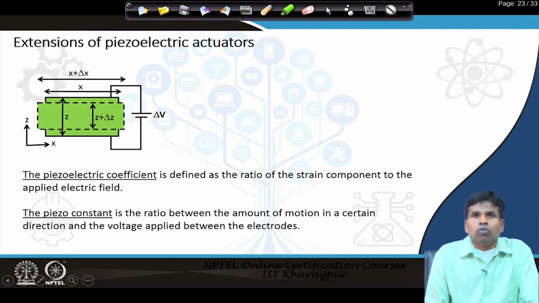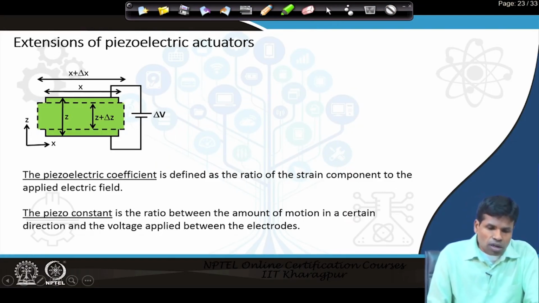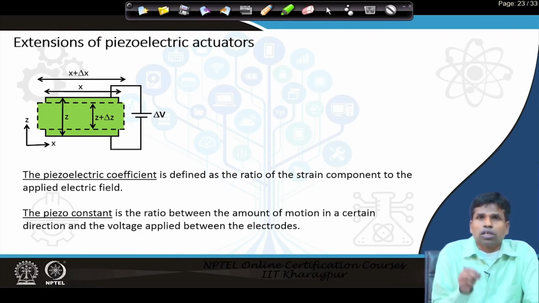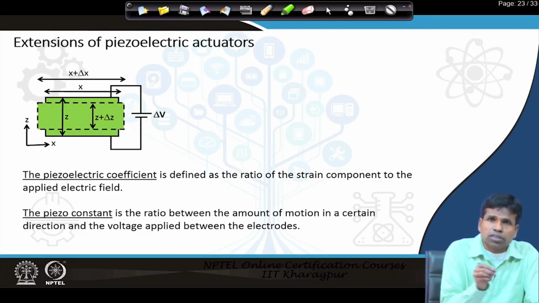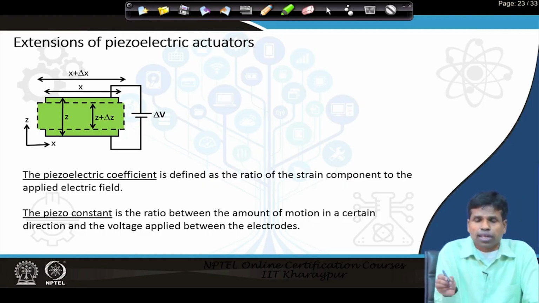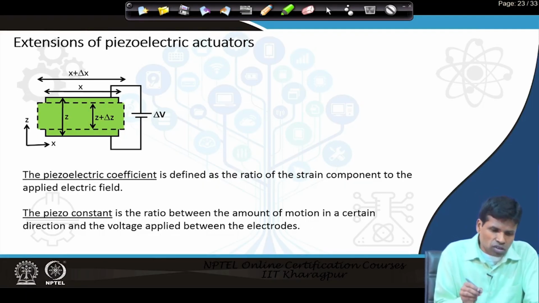So, now how does the extension of a piezoelectric actuator occur in an STM? As we see, a piezoelectric scanner is used, which allows the tip to scan over the specimen. It has to extend its length in the x direction, y direction, z direction, every direction, then only can it scan. So, how does the extension occur?